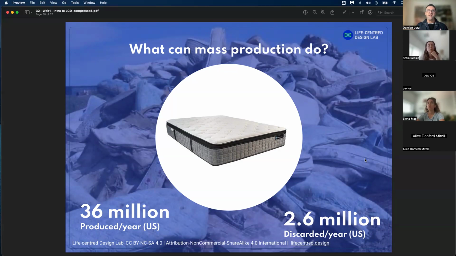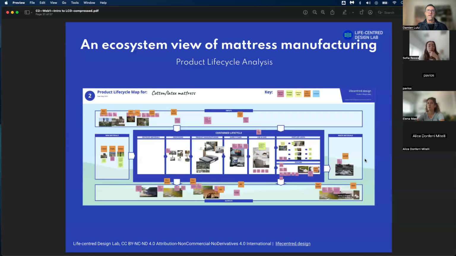So taking a life-centered lens to them, first of all, is looking at them. This is a type of systems thinking. It's a product life cycle analysis. So looking at where the materials come from out of the planet, what are the processes to make the materials or turn the materials into the parts and create the mattress, how it's shipped, how it's used, how it's discarded, or if it's recycled, and what happens all along the way. What are the inputs and the outputs?